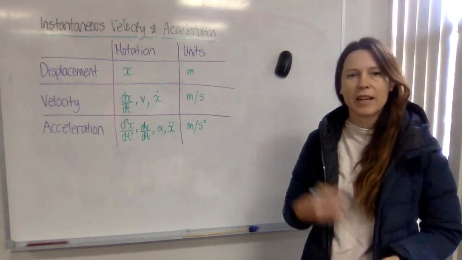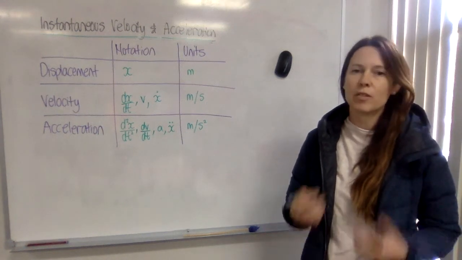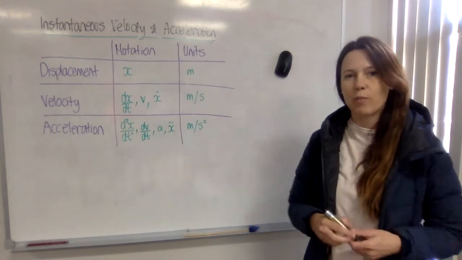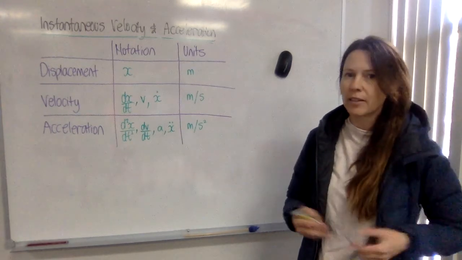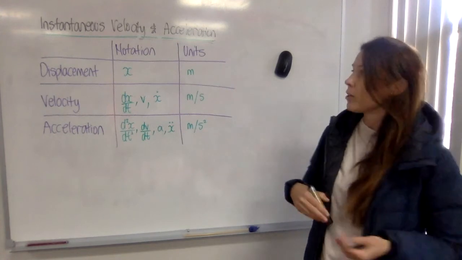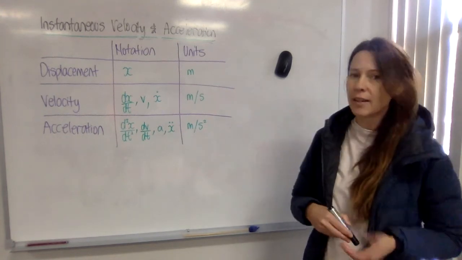Last lesson, we looked at average velocity, and we saw that to find that, you had to make a chord going from one point to another and just look at the average gradient along that chord. Today, we're looking at instantaneous velocity and acceleration.